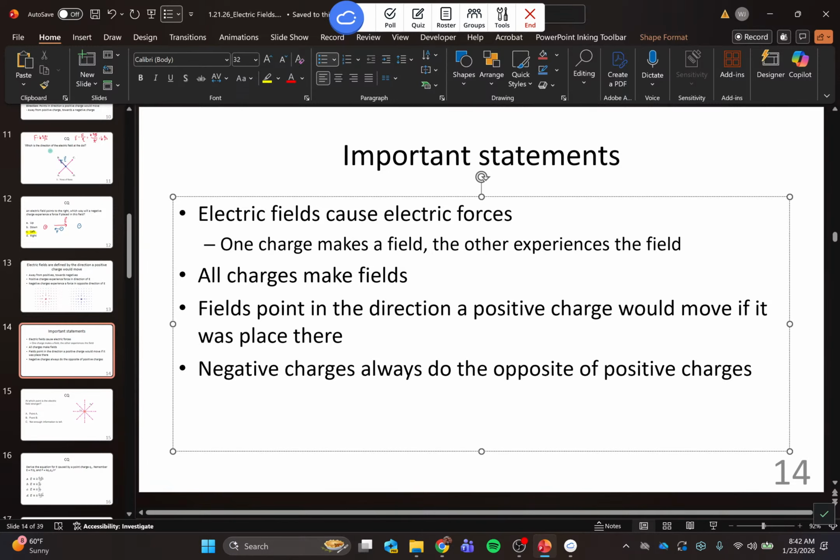Positive charges move in the direction of the field. Negative charges move opposite the direction of the field. This is going to keep happening. There's lots of things we're going to talk about that are going to affect charges. Like next week, one of the things is positive charges go from high voltage to low voltage. Negative charges go from low voltage to high voltage. Whatever a positive charge would do, a negative charge will do the opposite.